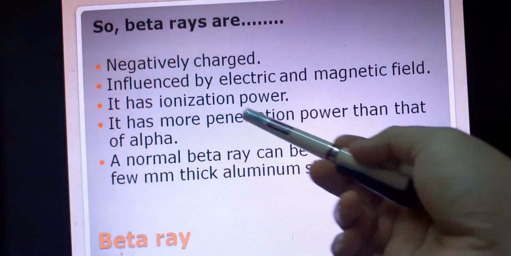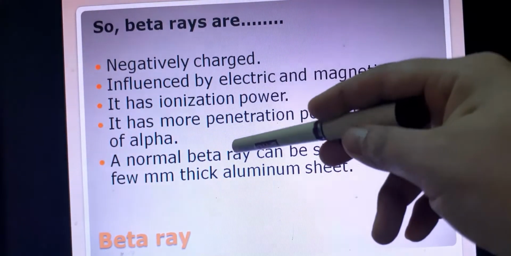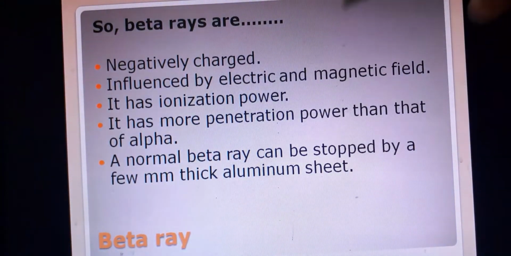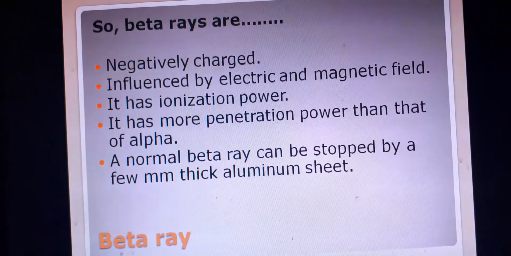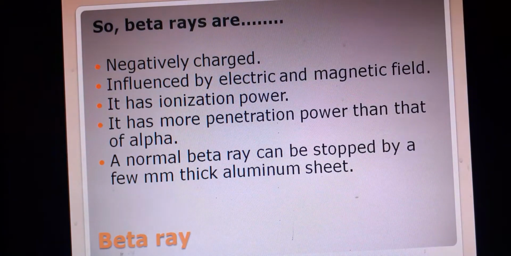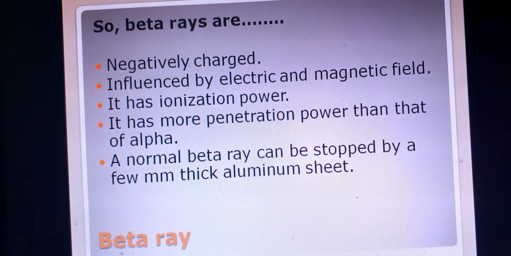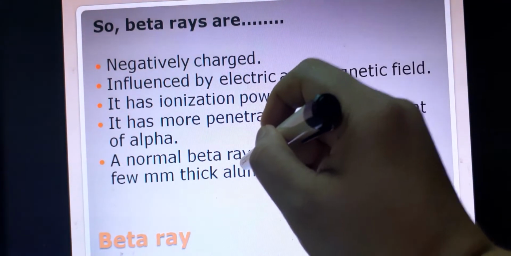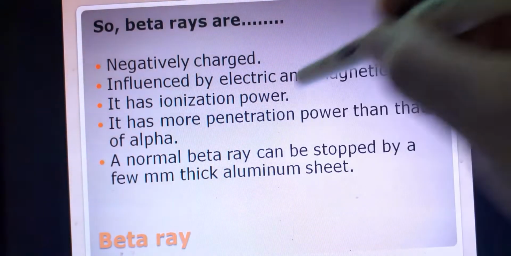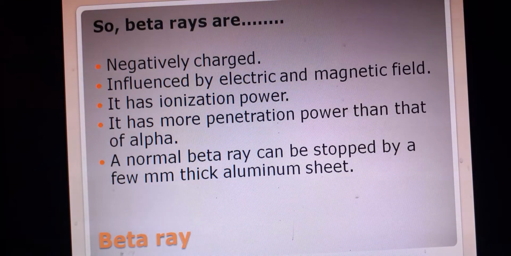And it has more penetration power than that of alpha. I have earlier said that alpha is a helium atom, but electron is less in size because we know that atom is larger in size than a particle like electron. So it has more penetration power than alpha. We know that if it is small in size, it can pass through easily. Penetration power means power of passing through a matter. So as beta ray consists of fastest moving electrons, it has more power of penetration.